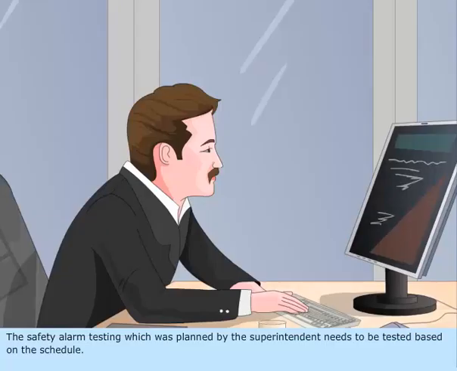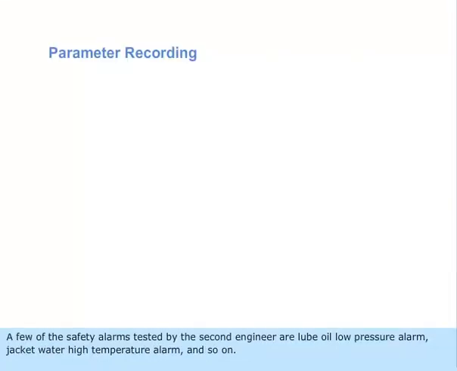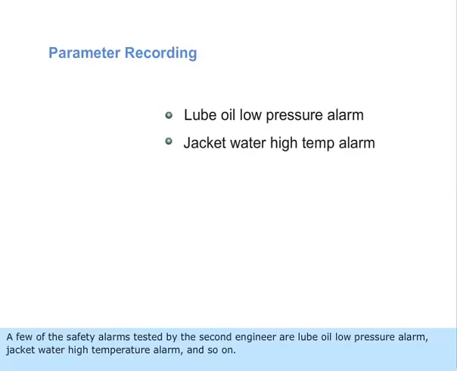The safety alarm testing which was planned by the superintendent needs to be tested based on the schedule. The second engineer, after completing the overhaul of the auxiliary engine, tests the safety alarms for the engine as per the procedure defined. A few of the safety alarms tested by the second engineer are lube oil low pressure alarm, jacket water high temperature alarm, and so on.